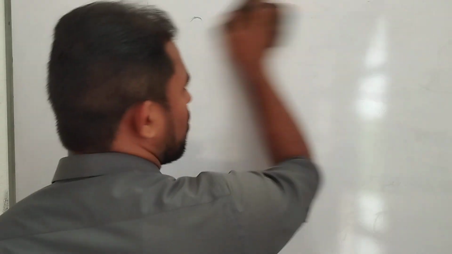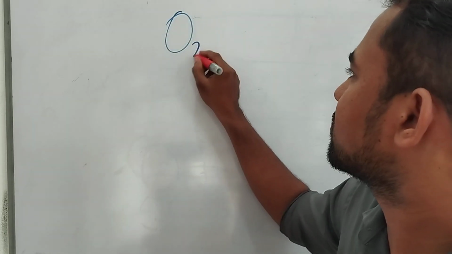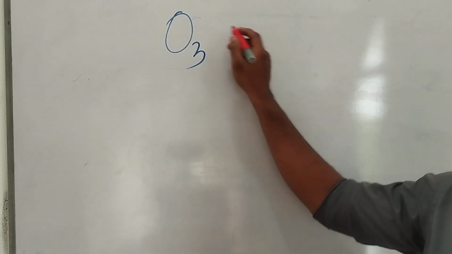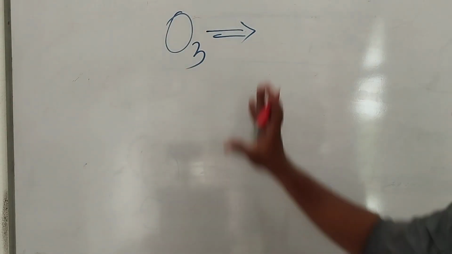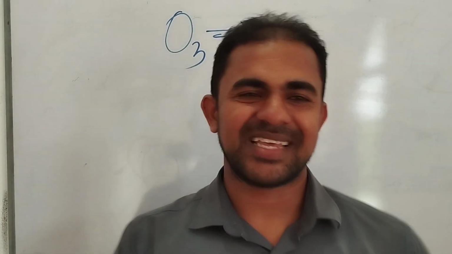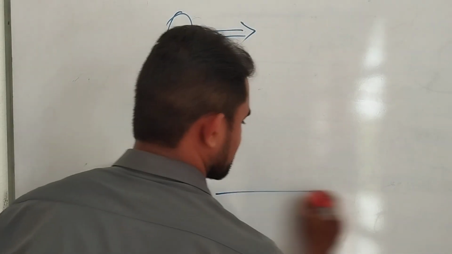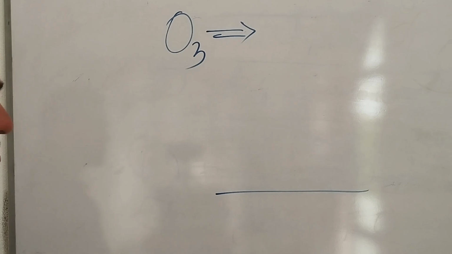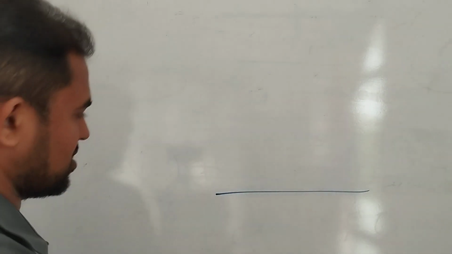Ozone, what is ozone? Ozone is a molecule, O3. It is a molecule which contains 3 oxygen atoms. Second thing, where is the ozone present? The atmosphere consists of 5 layers.